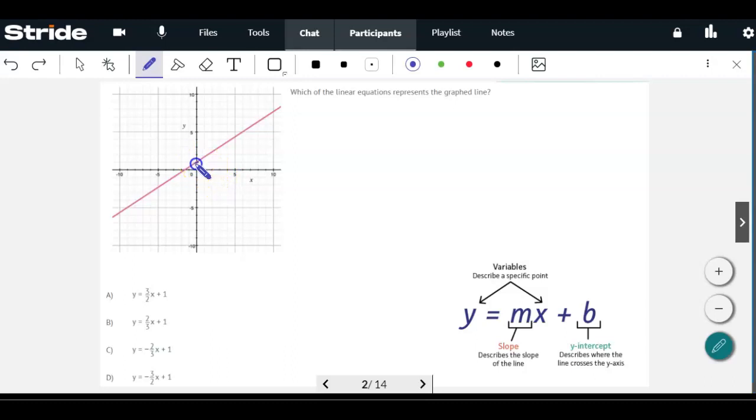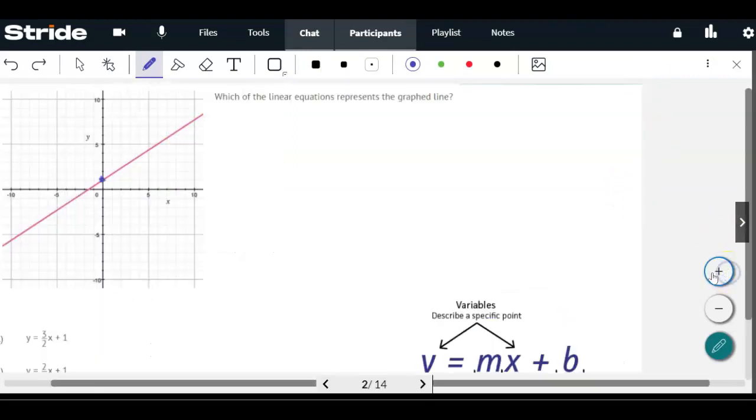So you can see it crosses right here, and that is at +1, which they're all +1. So we've got that part. Now, the other thing, this goes up from left to right. So it's going to be positive, so we can eliminate C and D. So now let's figure out what this is.